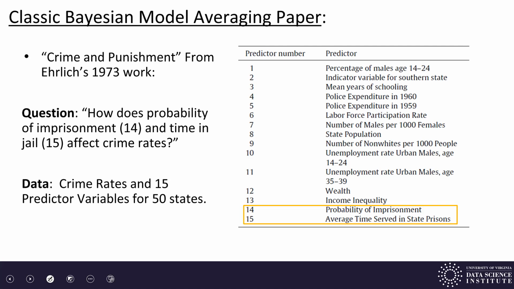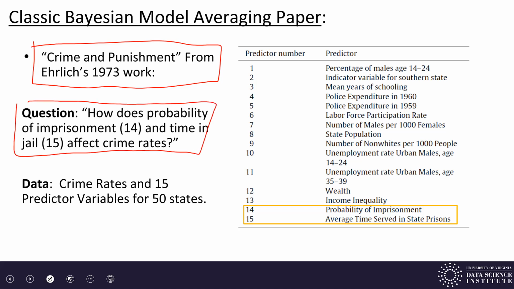This problem and data set comes from a 1973 work by Ehrlich called Crime and Punishment, and it's this question: how does the probability of imprisonment in jail affect crime rates? This is the type of thing that's important when you want to know how we should allocate money to pay for law enforcement, and what we want to put that money towards to decrease or control crime. Some things you could think about are increasing the probability of catching criminals, and how long their time served should be, and how that will deter the criminals.